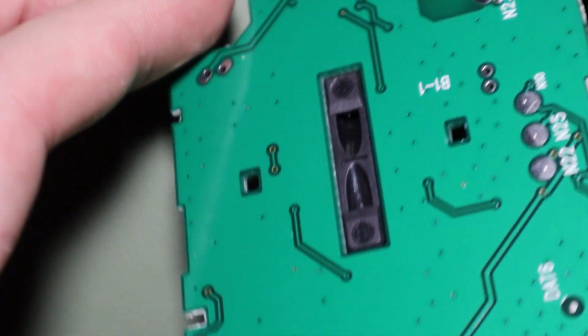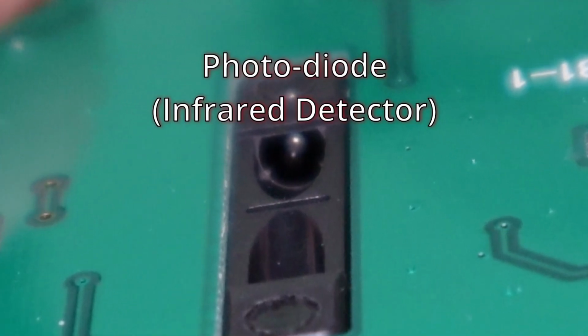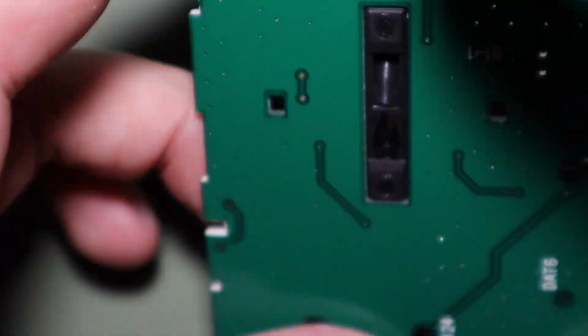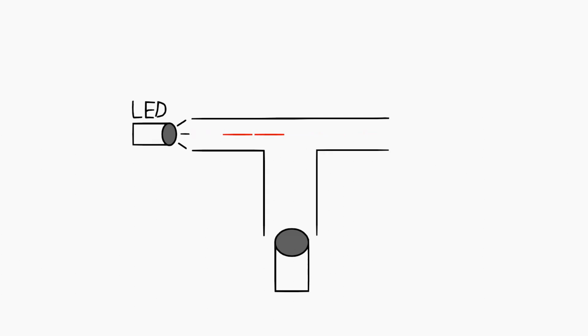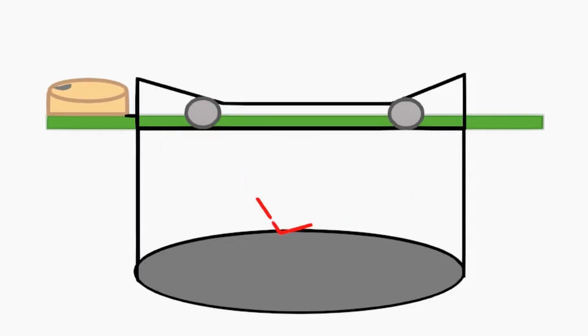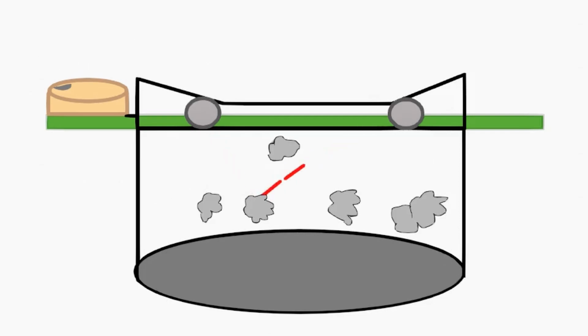On the underside of the board is the bottom of the IR, or infrared emitter and detector. The first lens is the photodiode, or the IR detector, and the second is the infrared LED emitter. While this isn't exactly the T-shaped example that I gave in the beginning of the video, it operates in the same capacity. The infrared LED emits a signal out into the smoke chamber, and when smoke enters the chamber, it deflects that infrared light into the photodiode, causing a spike in current which triggers the alarm.